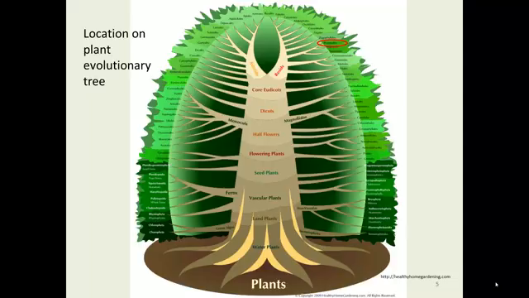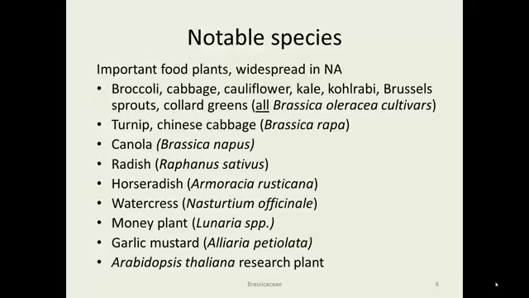Looking at our plant evolutionary tree, we're now on the upper right. You can see the Brassicales in the rosid section of plant evolution. So we've moved up quite a few notches from some of those that we've been looking at the last couple of times. And these are definitely getting towards the upper end of plant evolution. Lots of notable species in this family. They're important food plants in particular. They're widespread in North America.